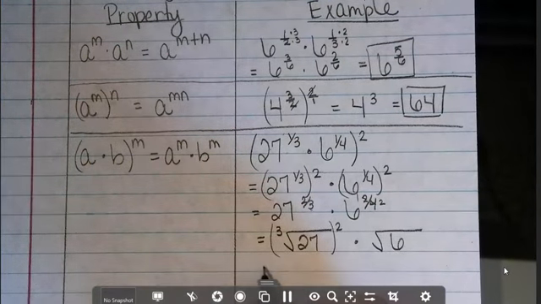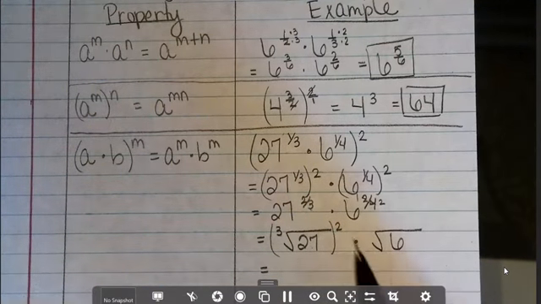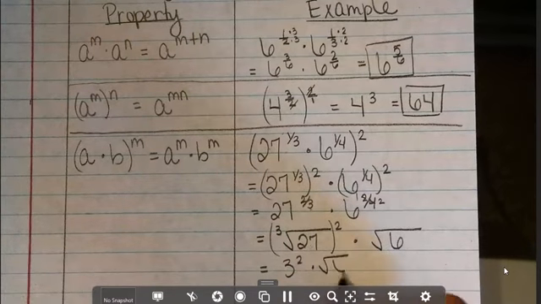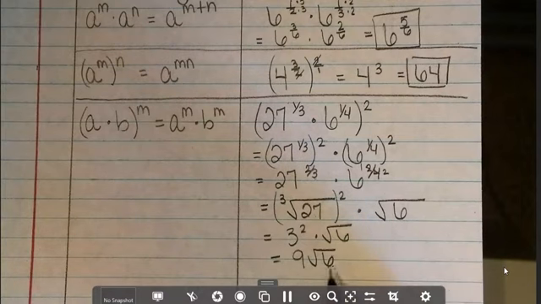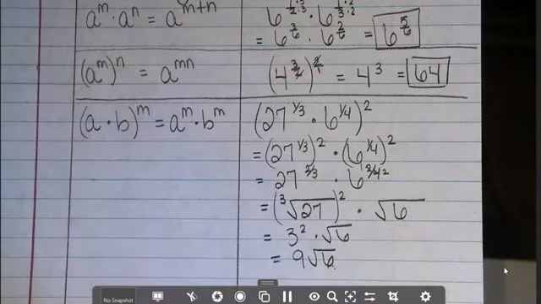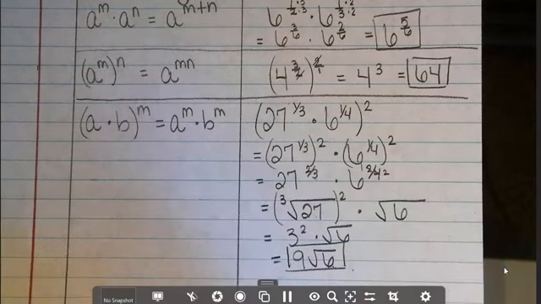Okay, continuing on simplifying, what is the cube root of 27? Well, that's 3. So this is really 3 squared times root 6. Or in other words, 9 root 6. There are no perfect squares under this radical, and there's really nothing else I can do to simplify this. So my final answer here will be 9 root 6.